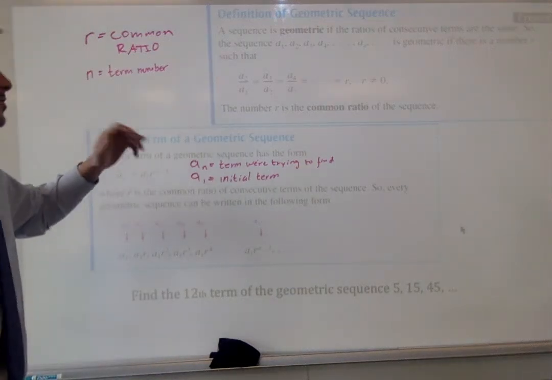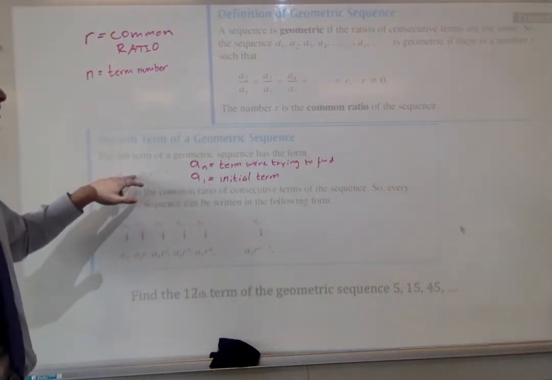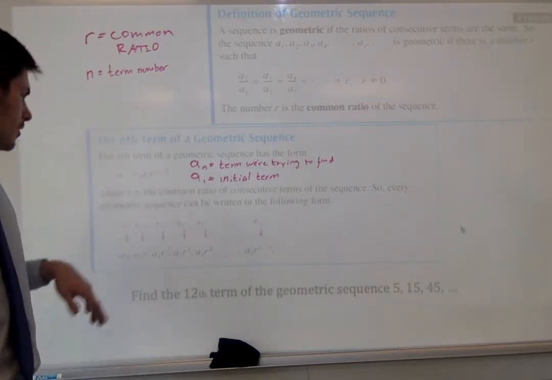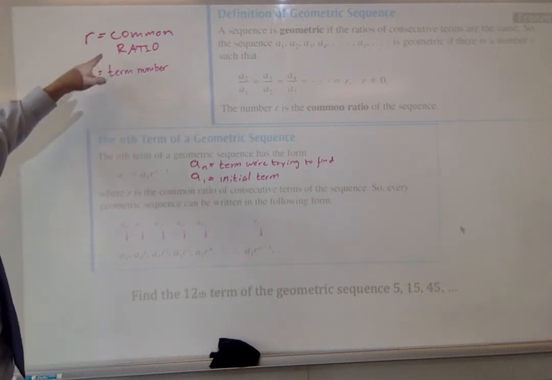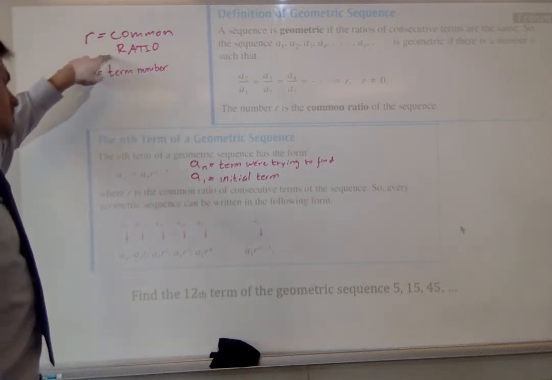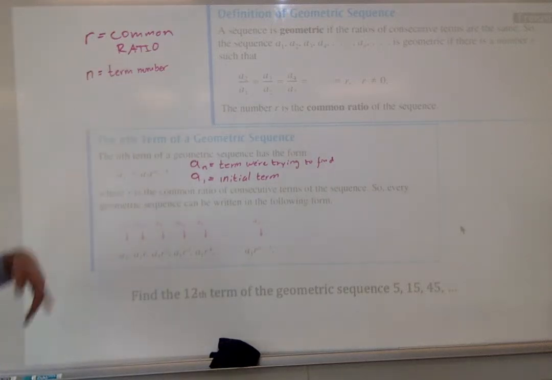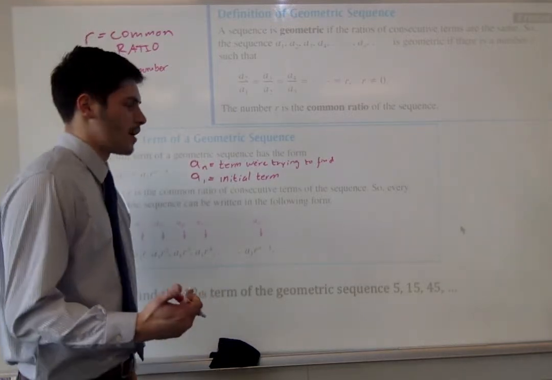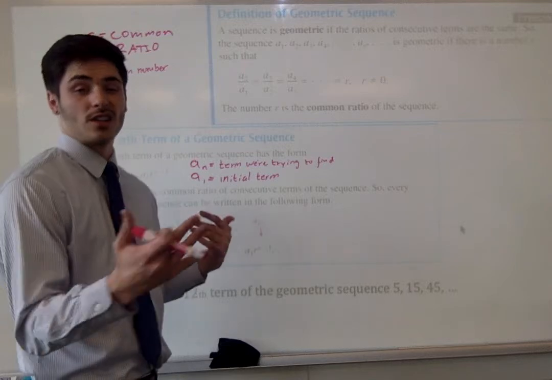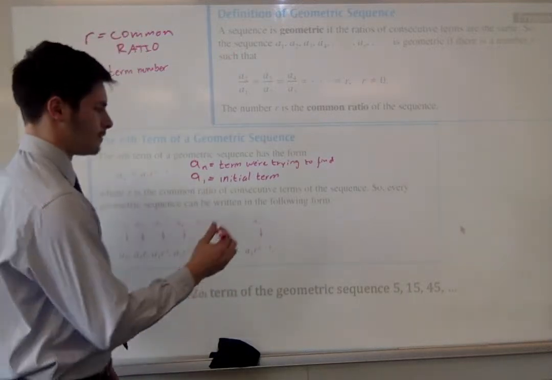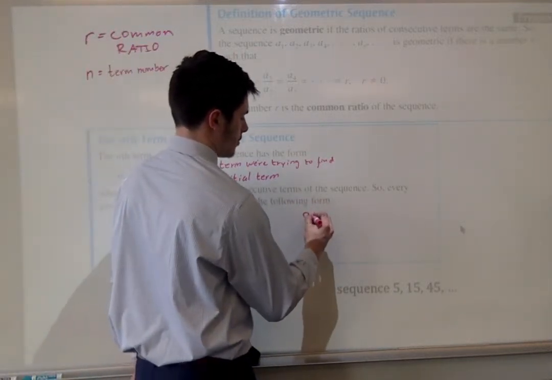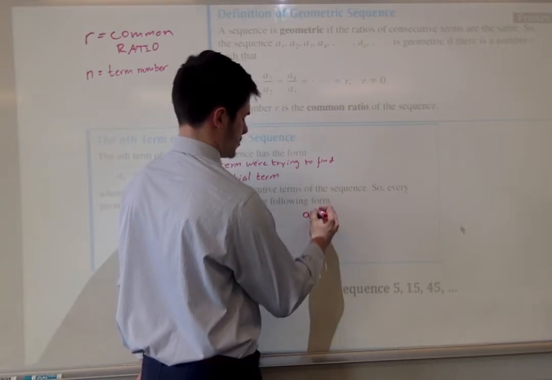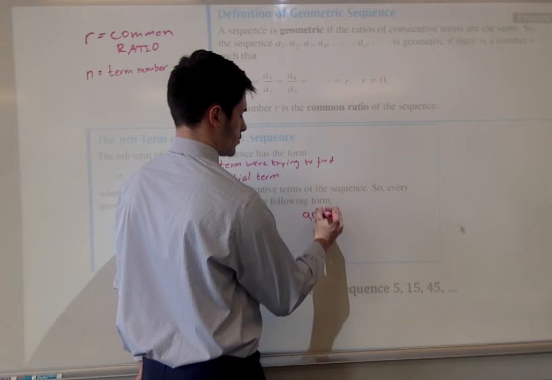So the nth term of a geometric sequence has the form a sub n equals a sub 1 times r to the n minus 1, where r is the common ratio of the consecutive terms of the sequence. So every geometric sequence can be written in the following form, and this is just another way to memorize or to write out the entire sequence.